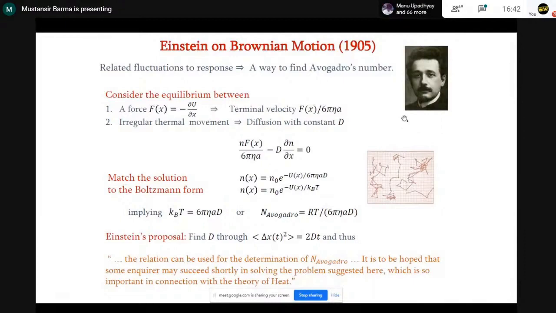But I wanted to point out the following, that in 1905, Einstein wrote this epoch-making paper on what is now known as what he called also Brownian motion. And he pointed out that because fluctuations are related to response, this fact gives you a way to find Avogadro's number. Let me take you through the logic very quickly.